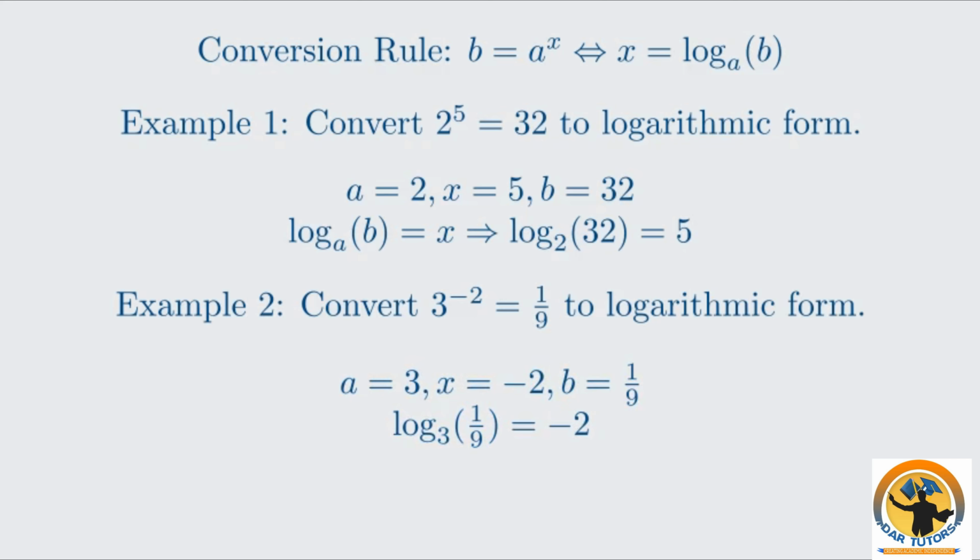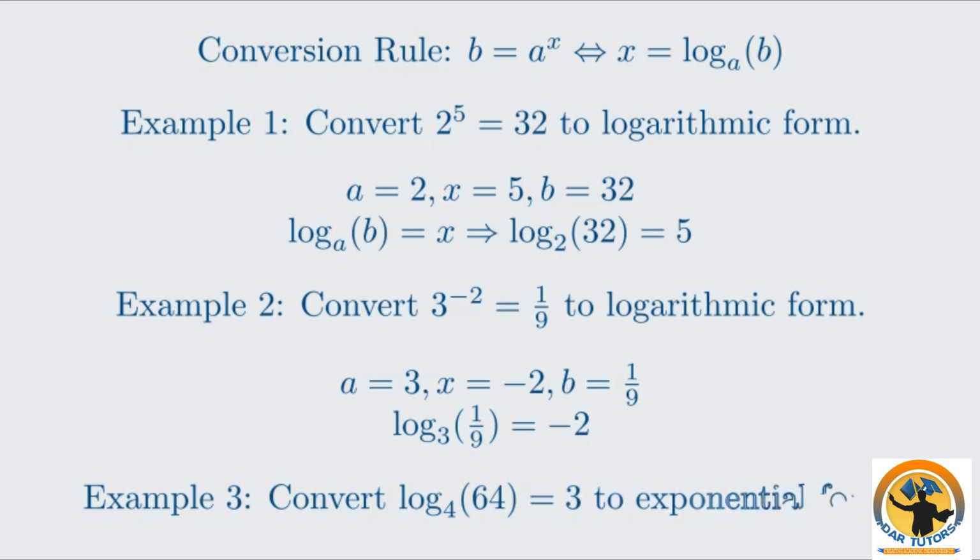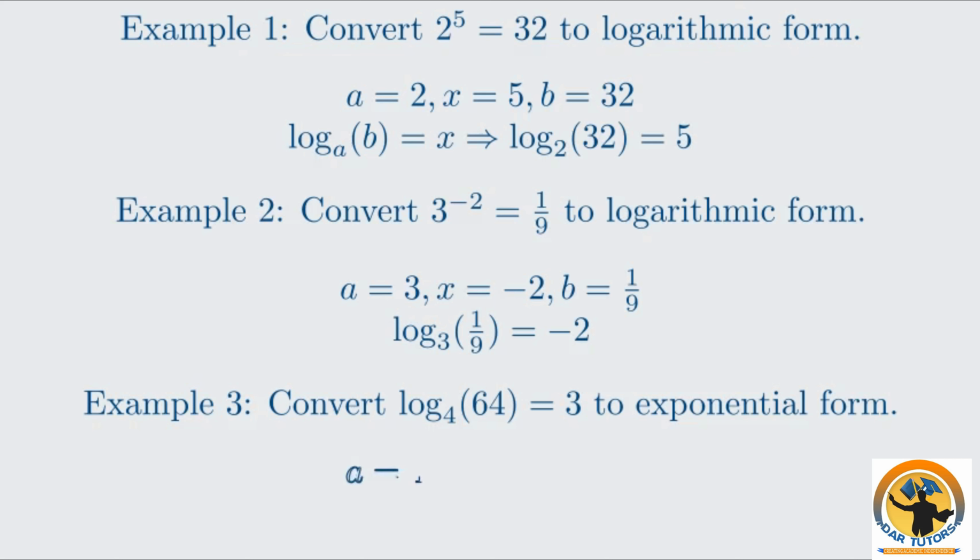Now let's go the other way. We'll start with a logarithmic equation and convert it to exponential form. Convert log base 4 of 64 equals 3 to exponential form. Here, the base, a, is 4, the exponent, x, is 3, and the result, b, is 64. Using our rule, we get 64 equals 4 to the power of 3. This is true, as 4 times 4 times 4 is 64.